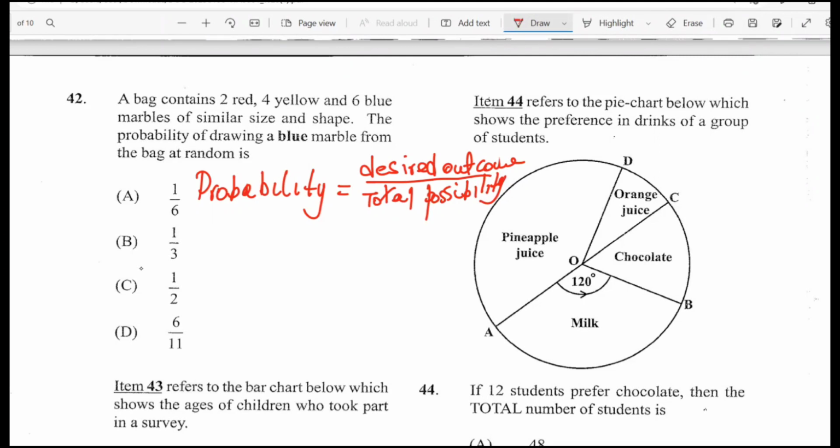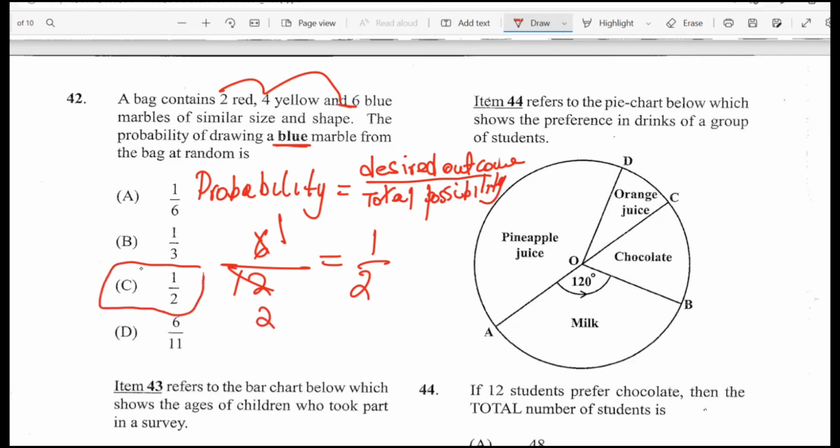So what we're saying is, watch this now. Desired outcome, probability of drawing a blue. How many blues? 6. 6 is on top, over the total. 4 plus 2, 6 plus that, 12. So if you did not see 6 over 12, you can break it down. You'll get a half. 6 into itself, 1. 6 into the 12, 2. You look for this as well, right? So 6 over 12 or 1 over 2. That's the probability of picking up a blue ball.